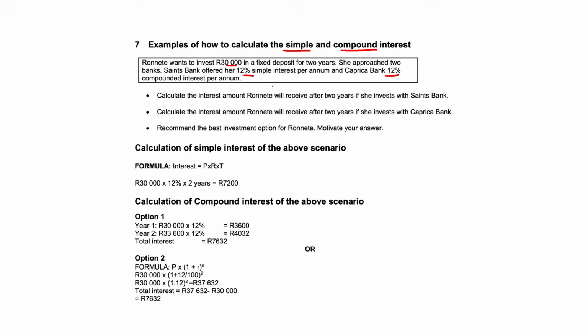So it's basically another battle, the age-old battle of simple versus compound interest. Let's see who's going to win. Calculate the interest amount with Saints Bank and then with Caprica Bank, and recommend the best option for Ronette. Motivate your answer. This would typically be a 5-mark question: 2 marks here, 2 marks there, and a mark down below. 2 plus 2 plus 1 is equal to 5. Let us have a look at the calculation.